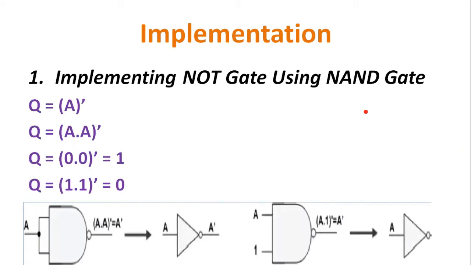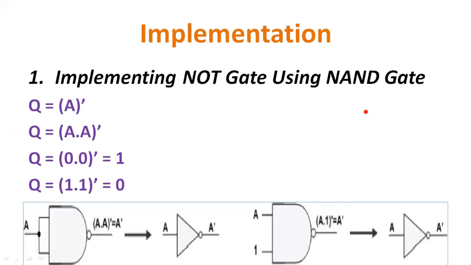Here the two inputs of the NAND gate are shorted and called A, then the output expression will be A dot A whole bar. So actually we form only one input and one output. Okay, that's it.